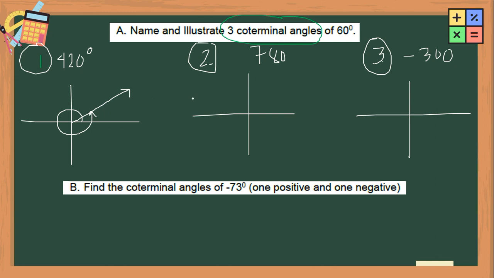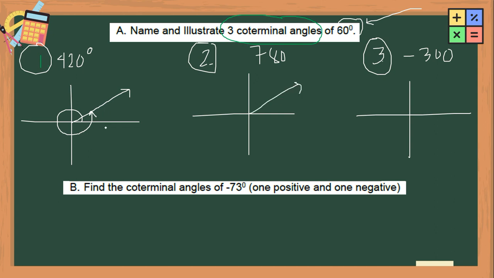Number 2, what quadrant? Uy, anong quadrant yan? Nandun yung pattern. 60 oh. Nasaan ba yung 60? Palaging nasa first. Nandun na yun oh. 60 oh. So, palaging nasa first yan.